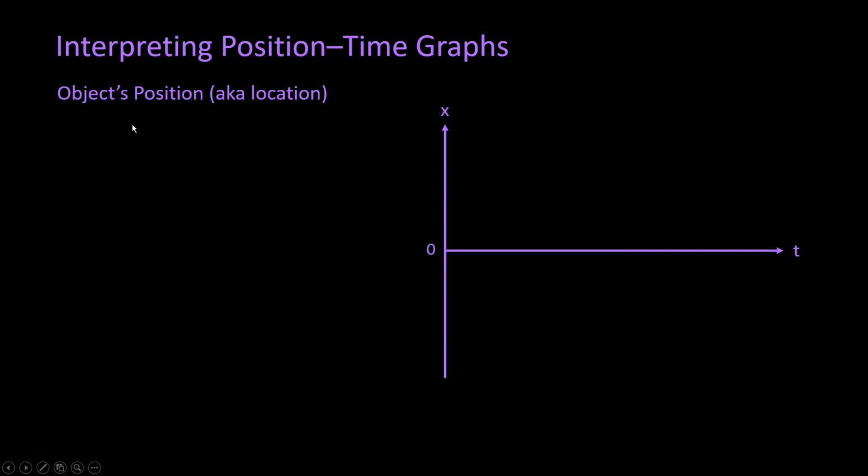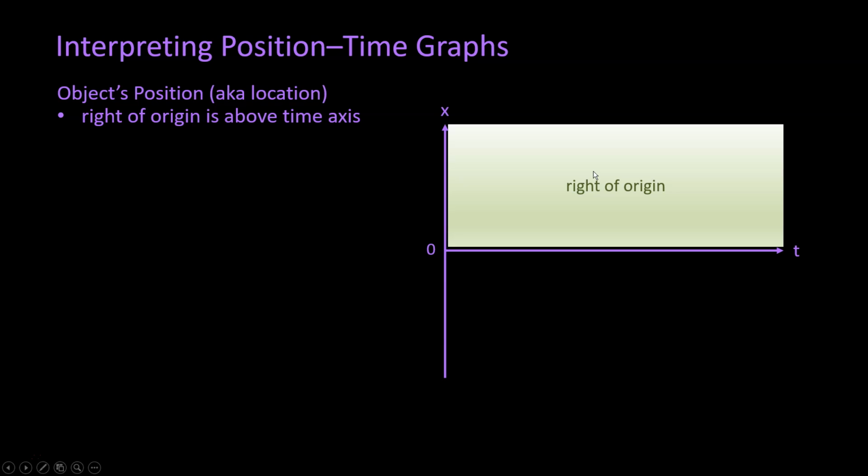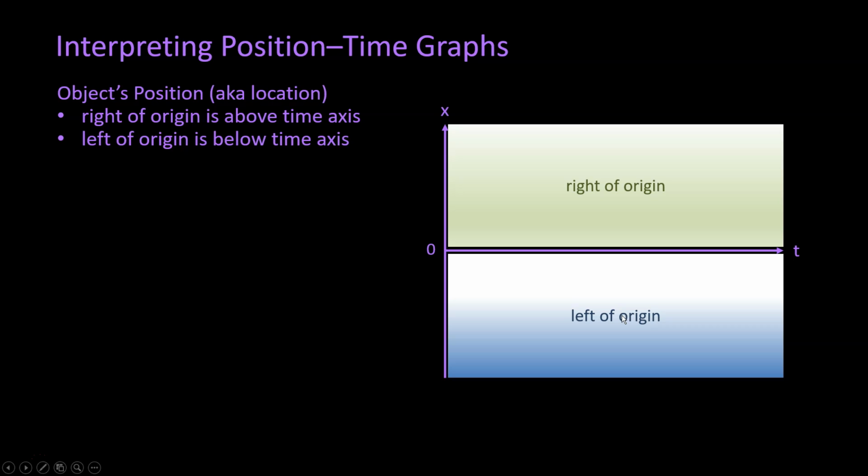First, let's look at the object's position, in other words, its location relative to the origin. And if the object is to the right of the origin, we're going to find the position timeline above the time axis in this region. If the object's position is to the left of the origin, then we're going to find the position timeline below the time axis in this region.